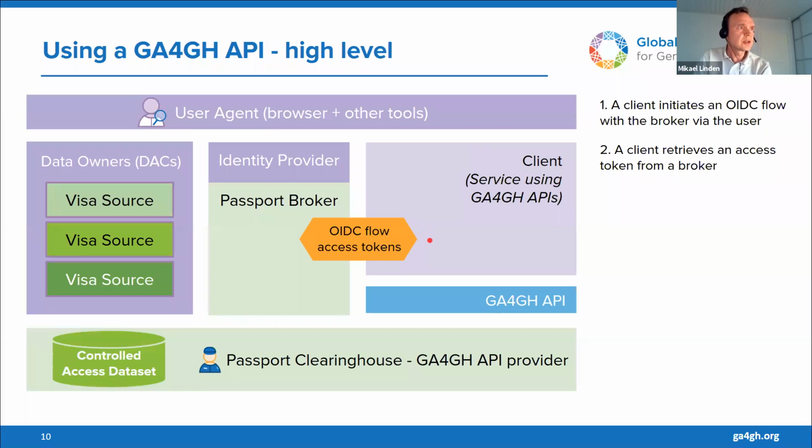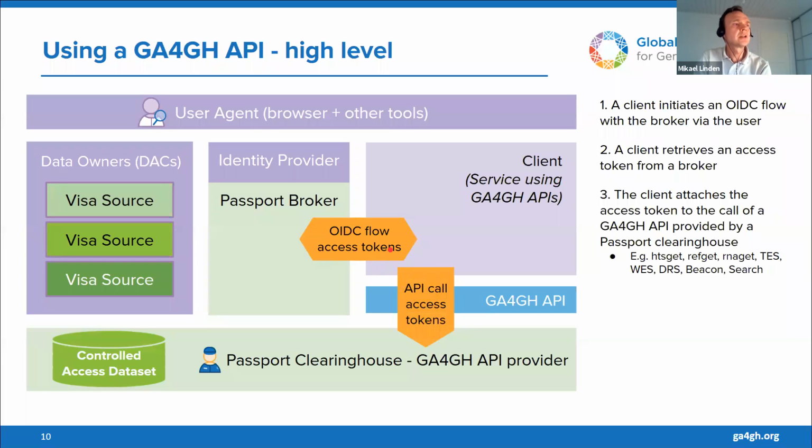It starts the OpenID Connect flow to receive an access token from the broker, and then it attaches that access token to the API call when it wants to use some of the Global Alliance products. For instance, there's a short list of some Global Alliance products here which use or potentially could use access tokens to authorize the API calls.